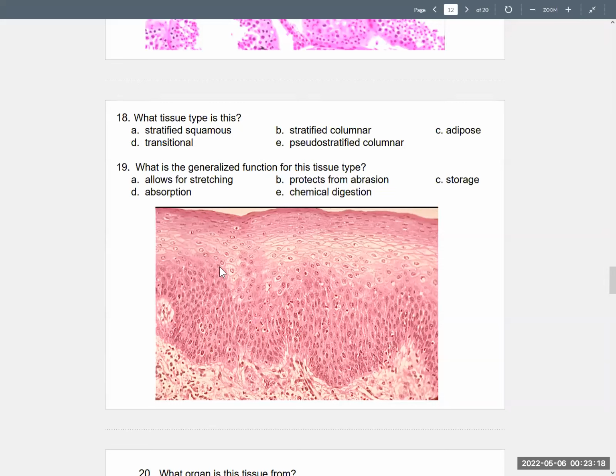And then number nineteen, what's a general function for this type of tissue? Read them all. Protects from abrasion. Yes, it does.